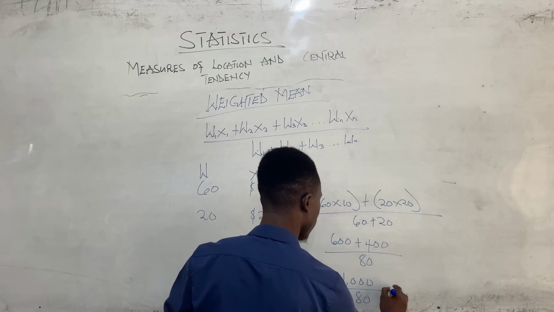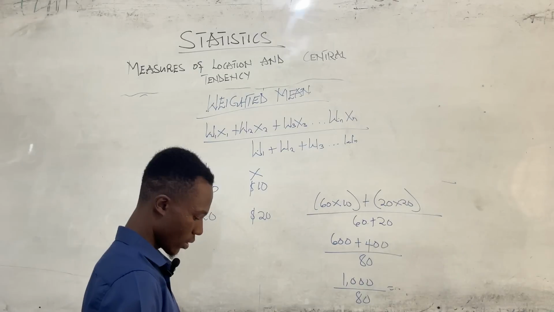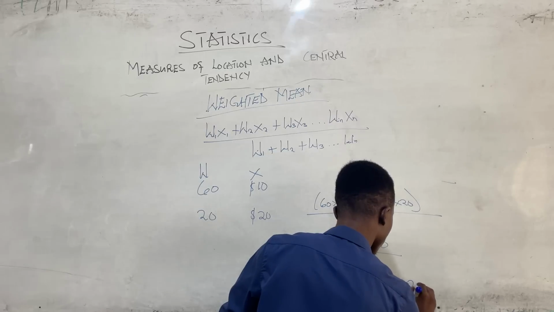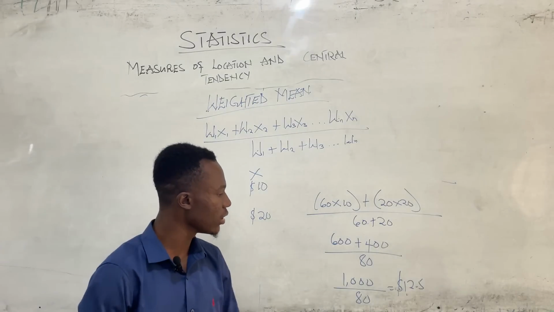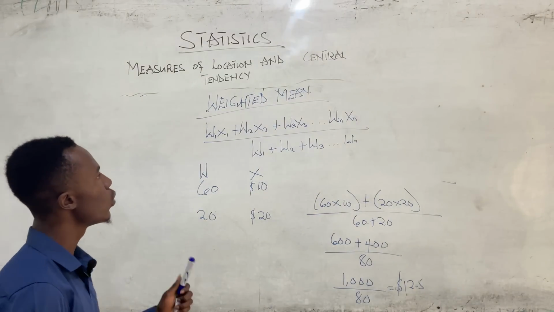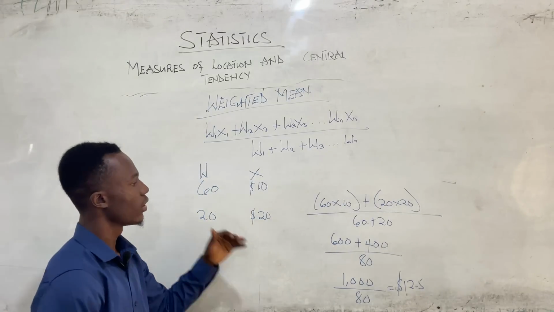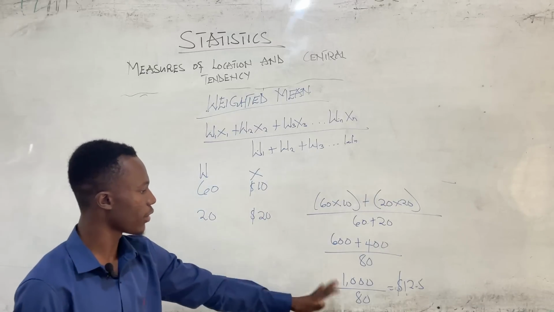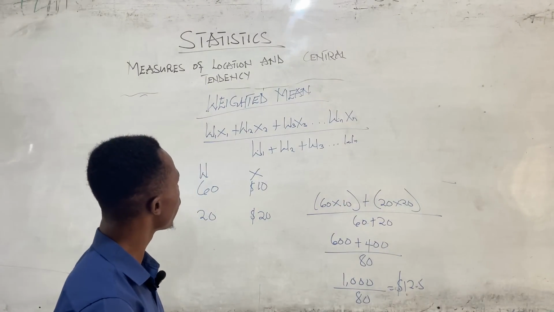So 1000 divided by 80, what are we getting? We are getting $12.5. So it means in the organization, averagely one employee earns $12.5. That is how we calculate the weighted mean or average. Always you multiply your weights by your mean, and when you finish, you divide everything by the summation of the weights to find the average. That is all. So we are done with the weighted mean.